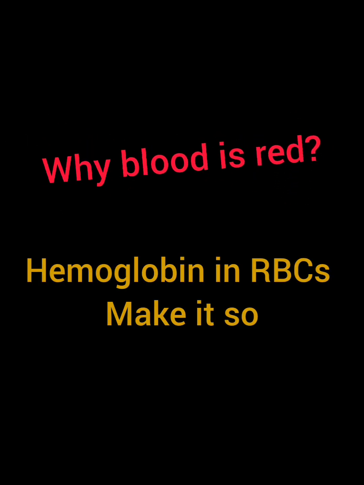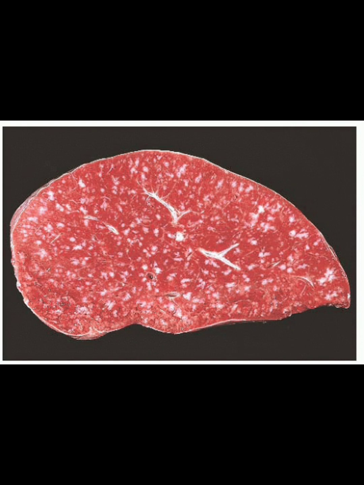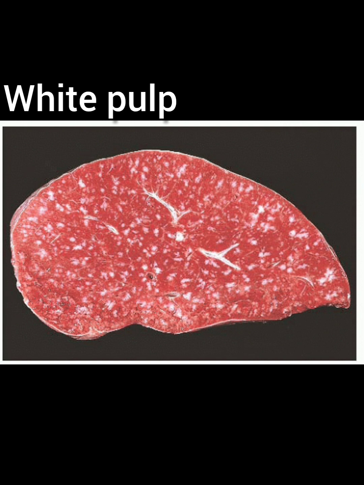Why is blood red? Hemoglobin in RBCs makes it so. Aggregation of lymphocytes within splenic tissue makes it white pulp. Rest of the area, wherever RBCs are present, makes red pulp. The same terminologies have been carried forward in histology as well.